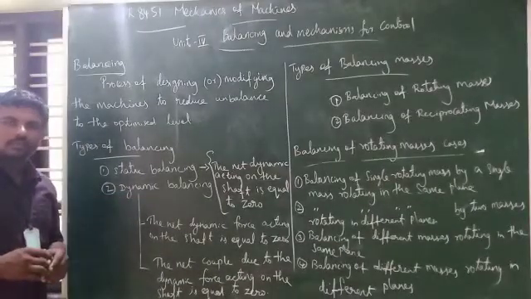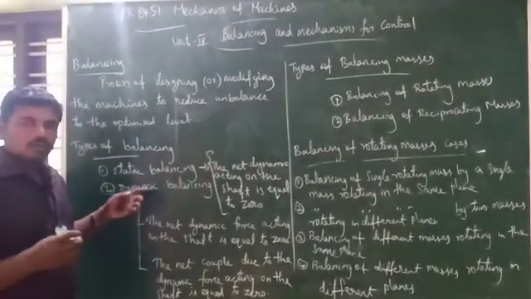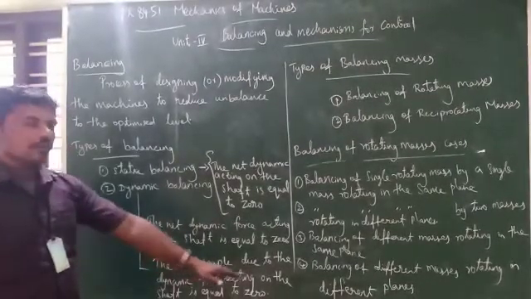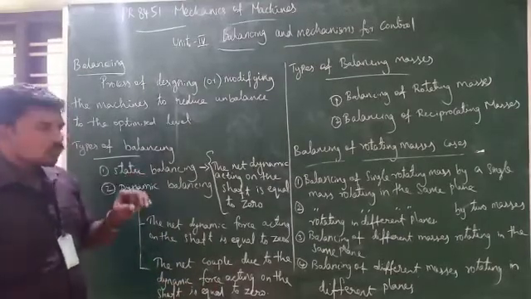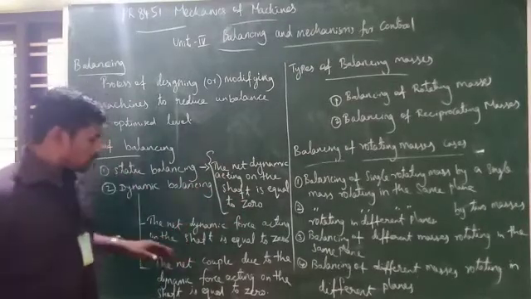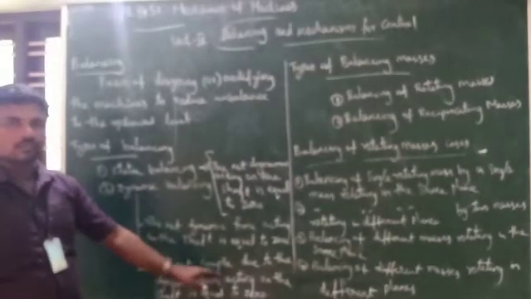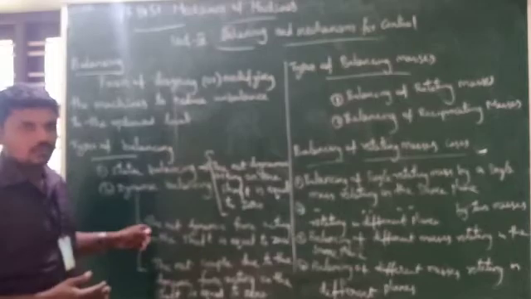Next, dynamic balancing. What is the dynamic balancing? Where the system is in the operating condition, that system should satisfy these two conditions. First one, the net dynamic force acting on the system is equal to 0. Second one, the net couple due to the dynamic force acting on the shaft is equal to 0, right? In the static balancing, we only consider the dynamic forces. Here, in the dynamic balancing, we need to consider the dynamic force as well as the net couple due to the dynamic force. Both the conditions we need to satisfy here.